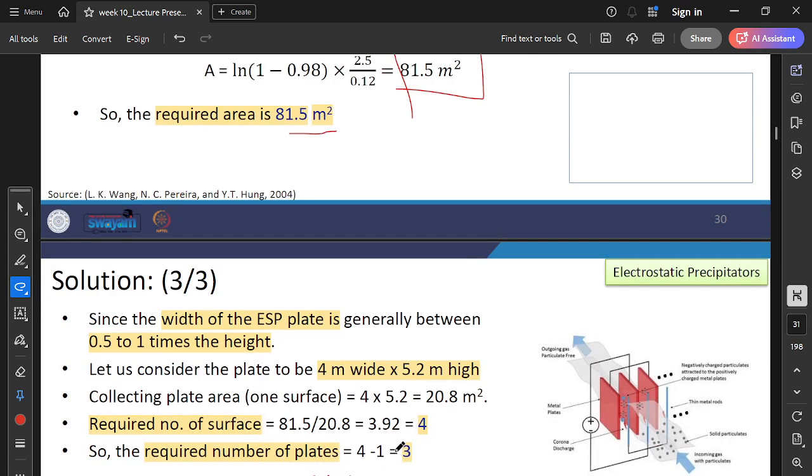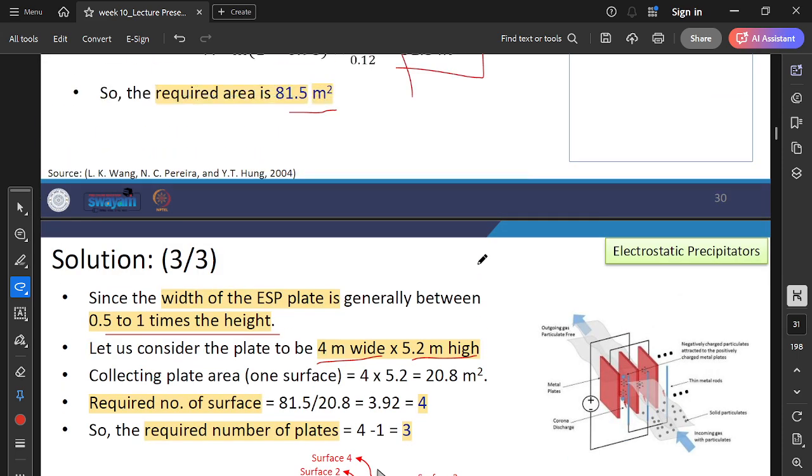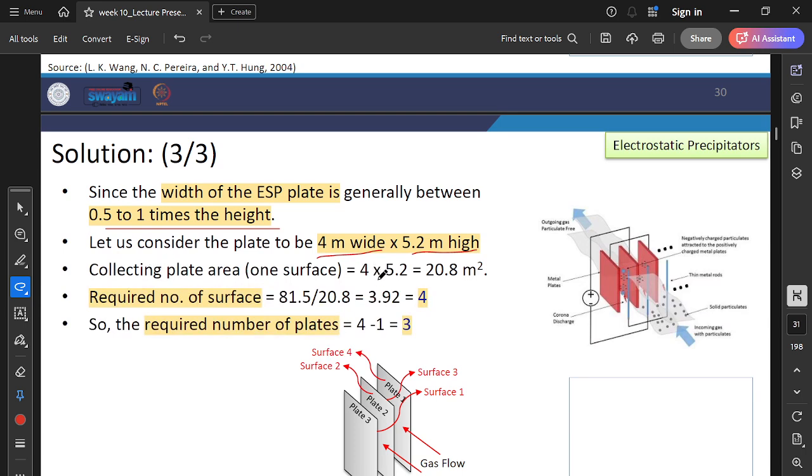And if they are not given the plate size, you can assume. The general condition is that the width will be 1.5 to 1 times the height. So if I'm taking a 4 meter wide plate, the height will be 5.2 meter, that is 1.5 times, or what is equivalent, that's the height of the plate. So if I buy 4 meter cross 5.2 meter plates, then 4 numbers will be required. That's the concept. We know the total area is 81.5. One plate area will be 4 into 5.2 because I need the surface area.